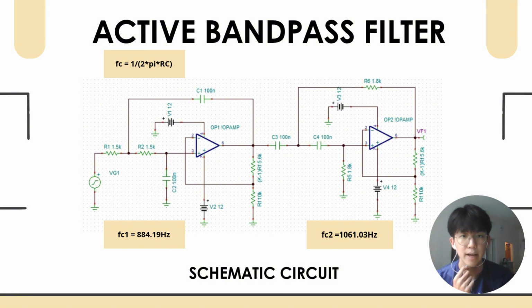Now I'll be presenting the active bandpass filters in 7 key topologies. Our group designed a second-order Butterworth bandpass filter by cascading one low-pass filter with a cutoff frequency of 884 Hz, followed by a high-pass filter with a cutoff frequency of 1061 Hz. So the center frequency of this active bandpass filter is 1000 Hz.